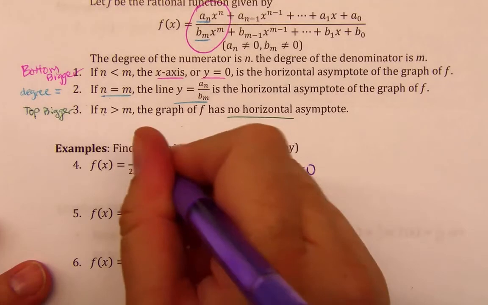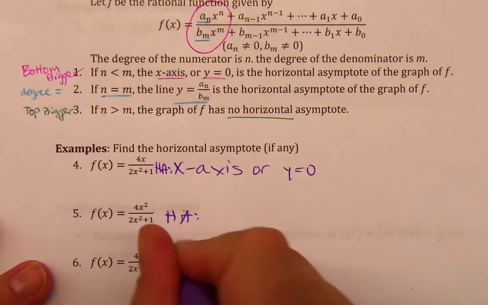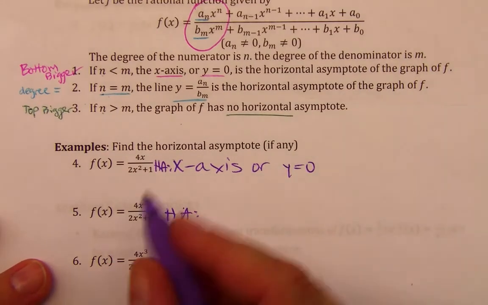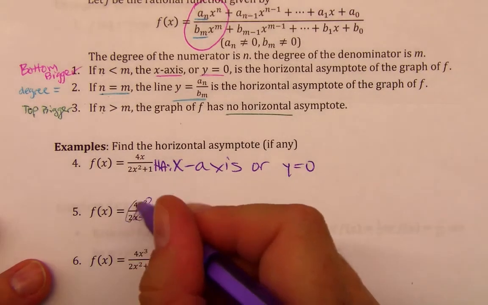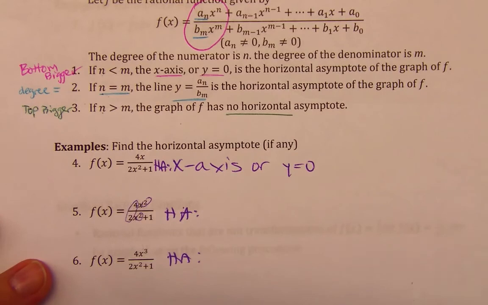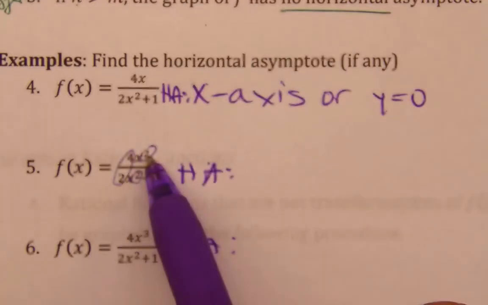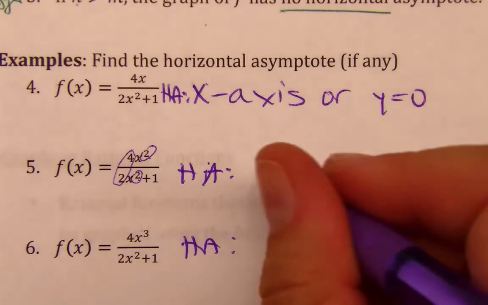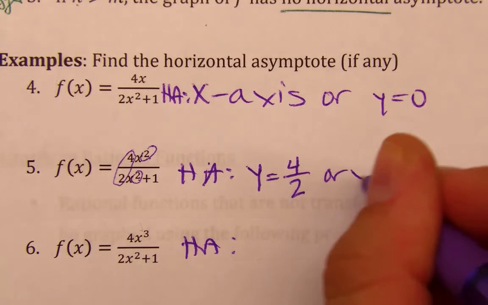Same thing. So that's our horizontal asymptote. And looking at the next one, now the degree of the top is the same as the degree of the bottom. So we're looking at those leading coefficients here. Let me zoom in on this one for just a second. Since the degree of the top is the same as the degree of the bottom, it's the coefficients here. So that means my horizontal asymptote is y equals 4 over 2, or y equals 2.